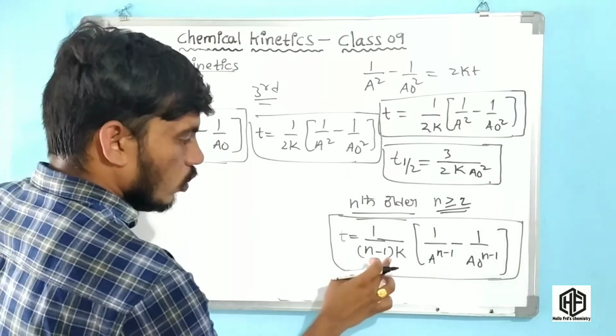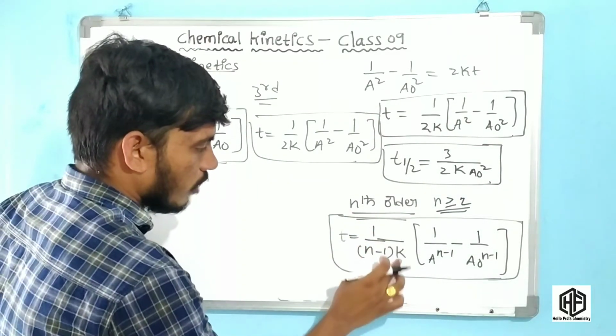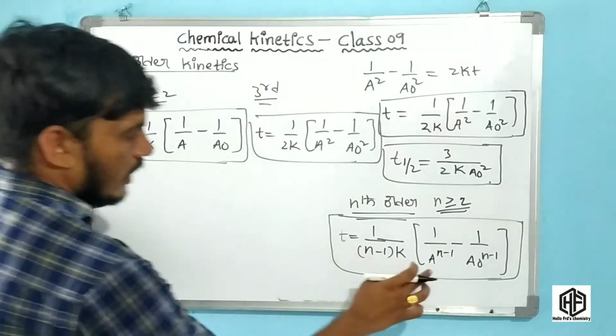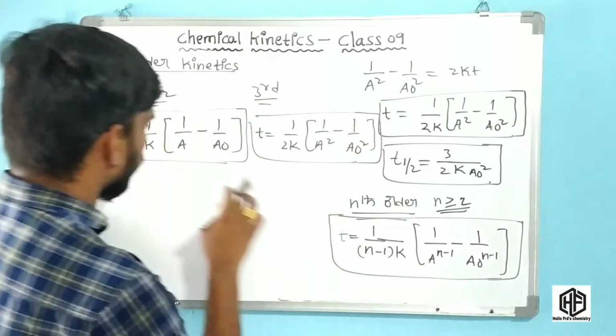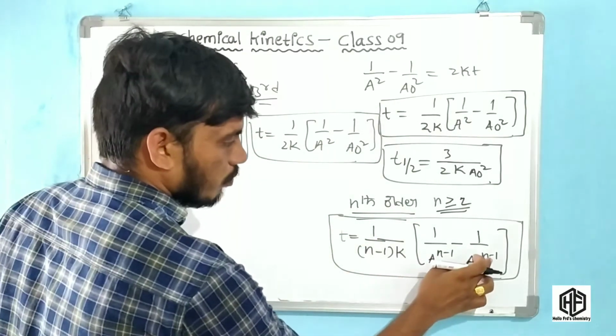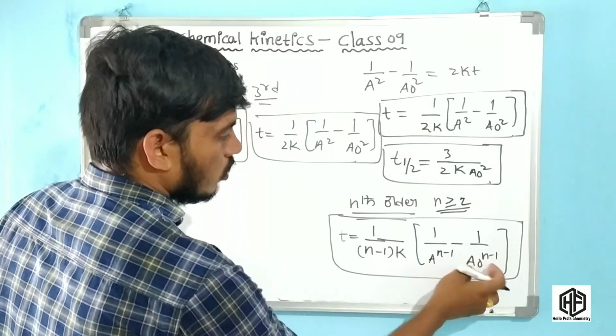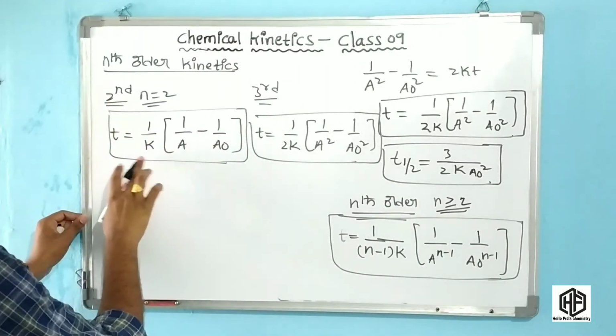What happens, friends? 2 minus 1 is 1, so this is 1 by K. Okay friends, 1 by K. And 2 minus 1 is 1, and A power of 1 is A, so this is 1 by A. And A naught power of 2 minus 1 is A naught power 1, so this is A naught. This is correct.